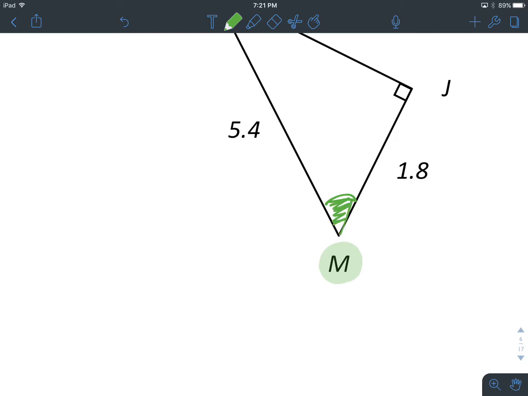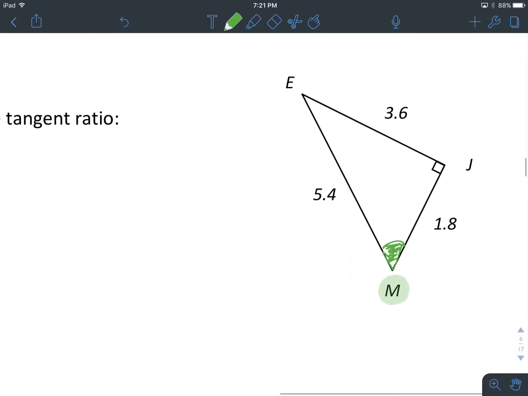And again, I'd like you to hit pause here so that you can label all three sides of our right angle triangle with hypotenuse, opposite, and adjacent. So hit pause, label it up. When you're done, come on back and we'll see how you did.